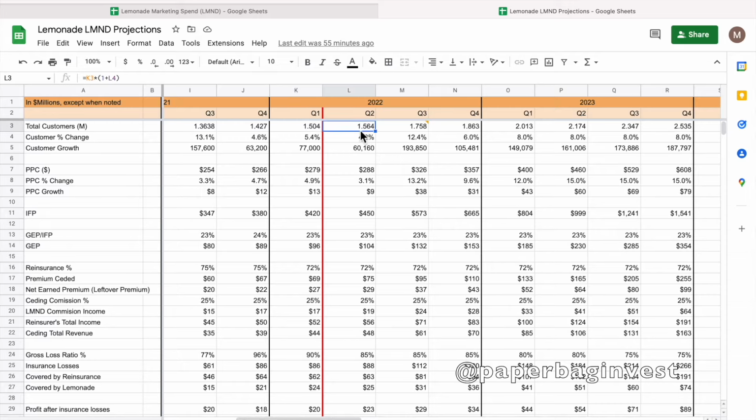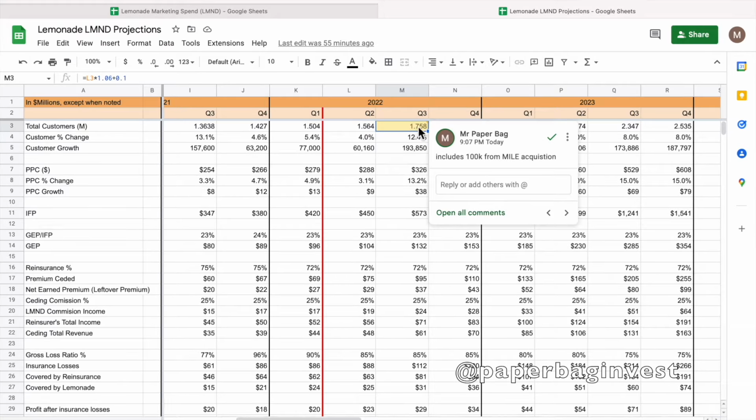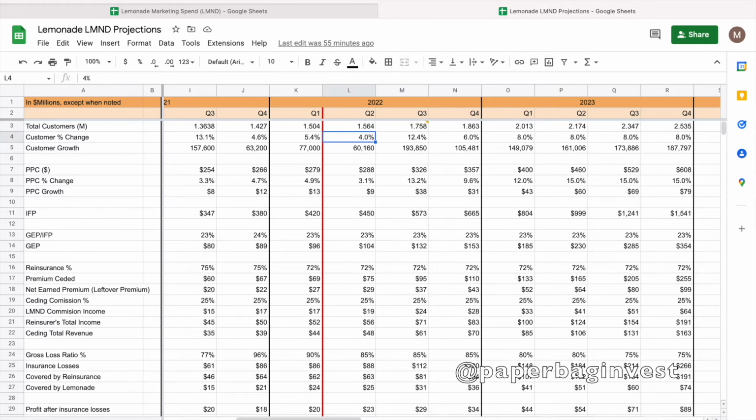So I'm projecting about 4% maybe next quarter in quarter-over-quarter growth for customers. In this quarter, I actually added an extra 100,000. So I said about 6% organic growth, plus another 100,000 customers from the Metro Mile acquisition. So you get a big bump. You add 193,000 customers in Q3 versus maybe a 60,000, 70,000 customer add in other quarters.